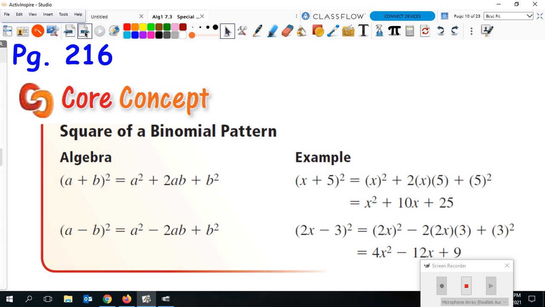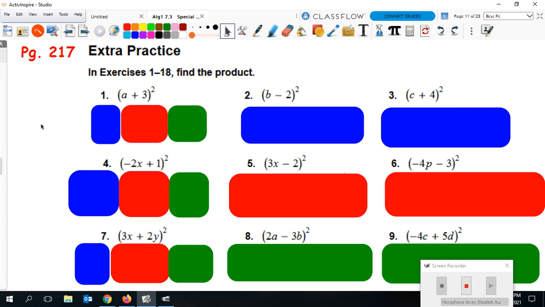Let's go ahead and look at our extra practice now. So on page 217 there in your notes, let's take a look at, I'll show you 1, 4, and 7, and you can do these other ones on your own.